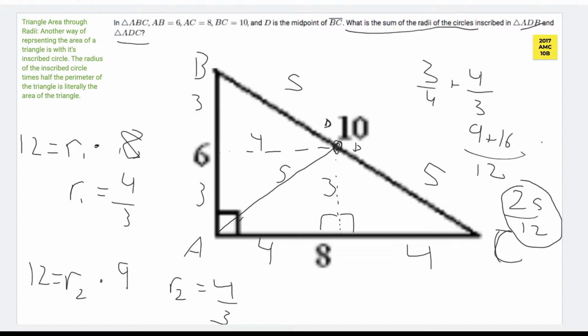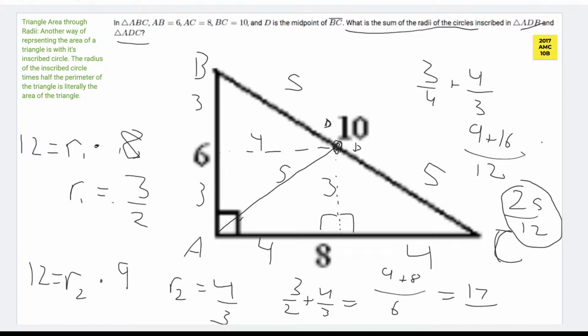I just made another mistake. This is actually 3 over 2. This is 3 over 2 plus 4 over 3, since the other radius is 4 over 3. So 3 over 2 plus 4 over 3. Now the common denominator is 6. And after computing this, you get 17 over 6, because you add the radii.